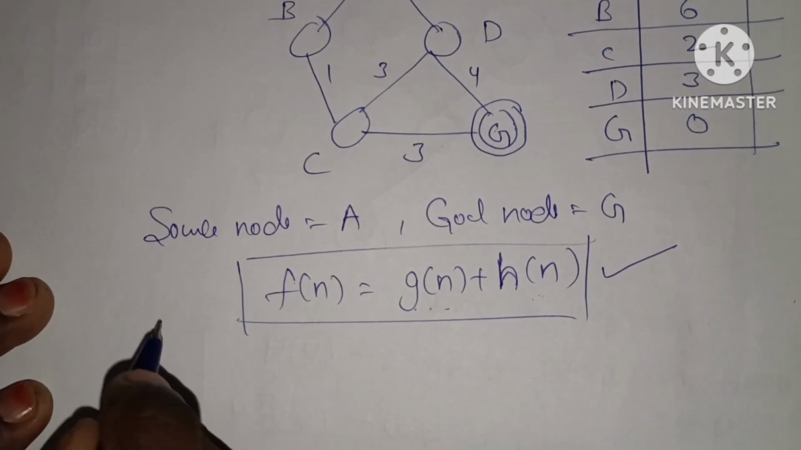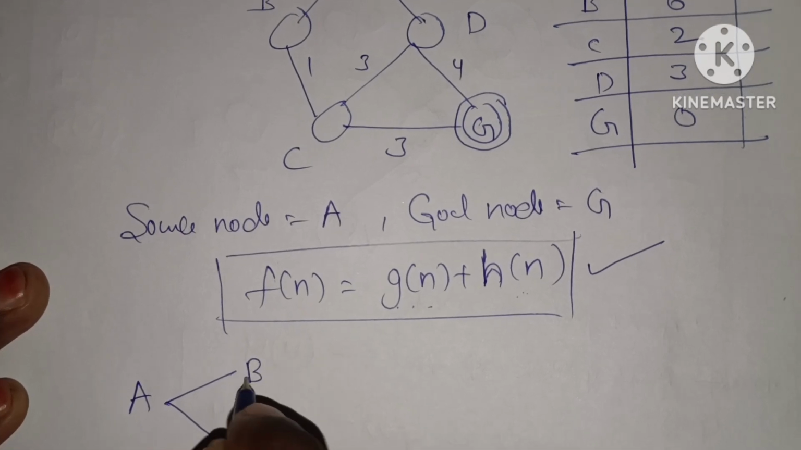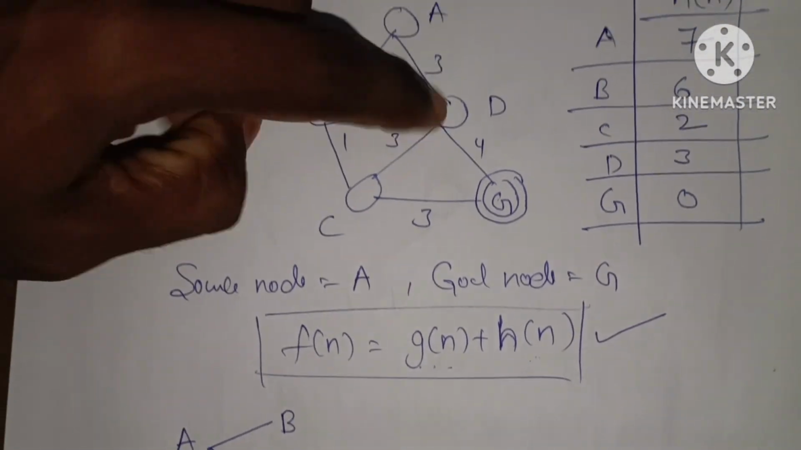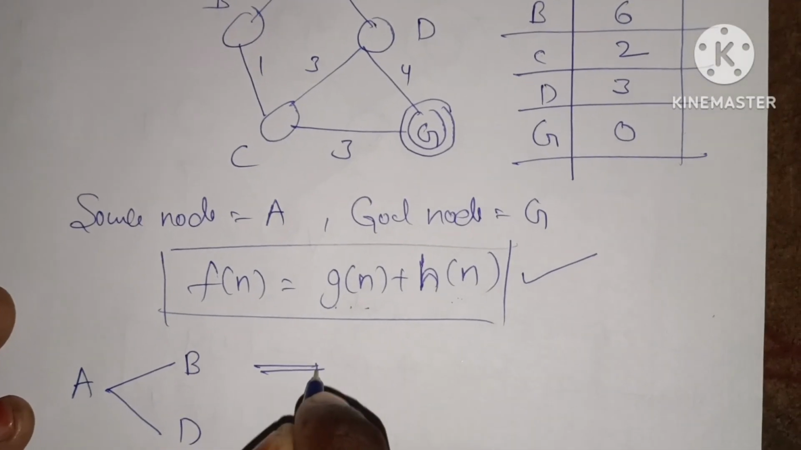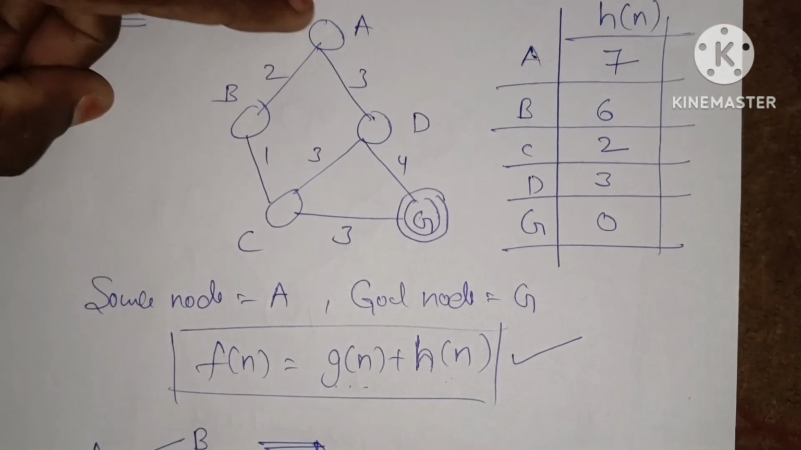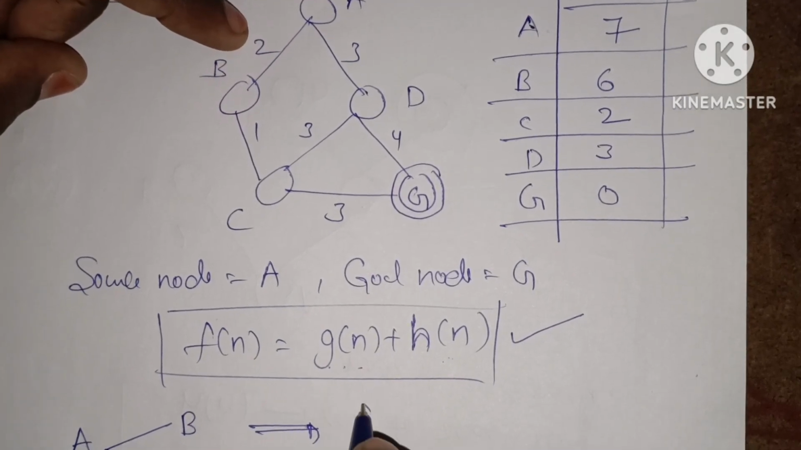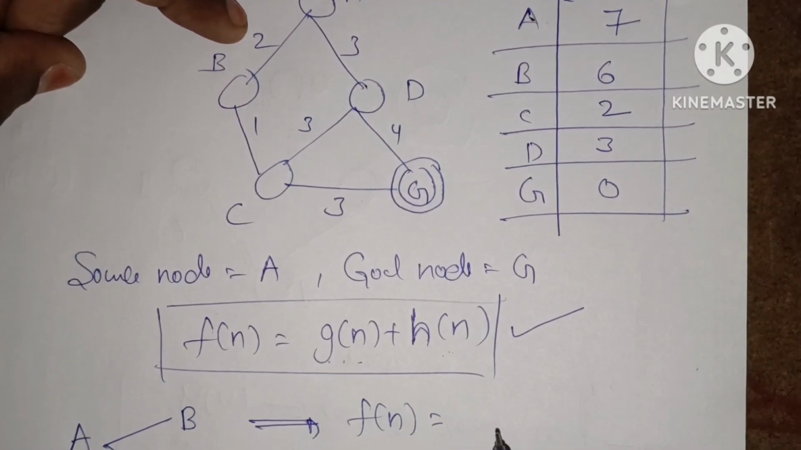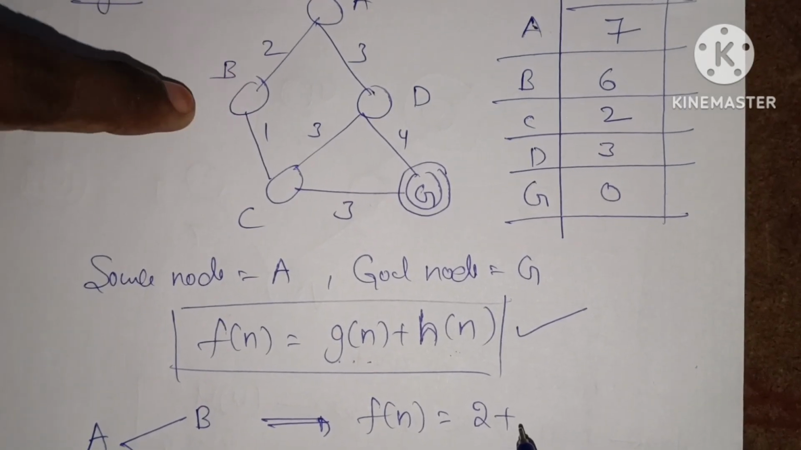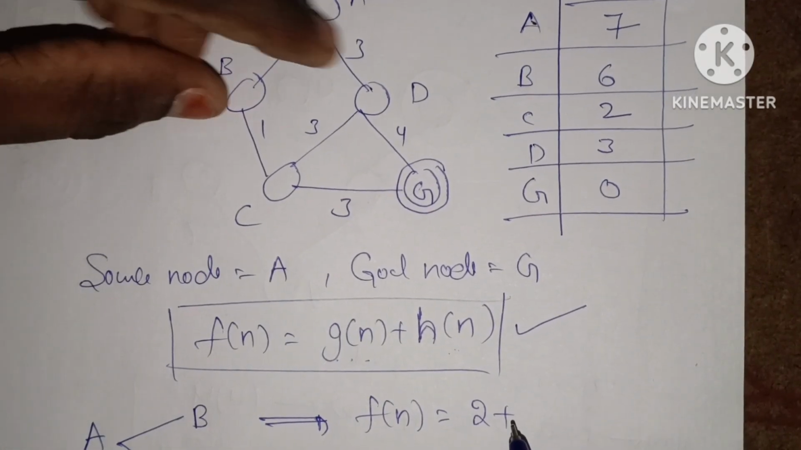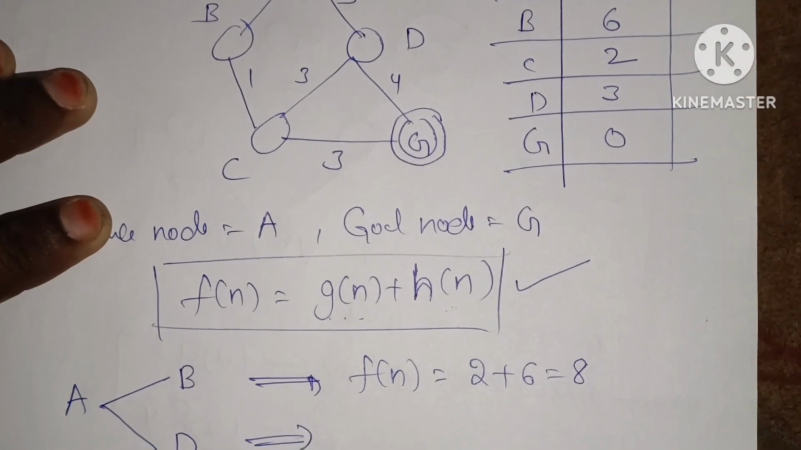Is it clear? First of all, start from A node. From A node, what are the adjacent nodes? B and D. Okay. So for A to B, we need to calculate. F of n is equal to G of n plus H of n. G of n for A to B, what is the cost? 2, plus H of n of B. What is the B value? 6. What is the value? 8. Is it clear?